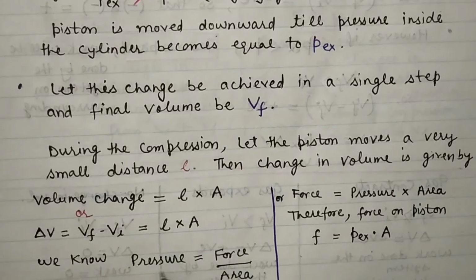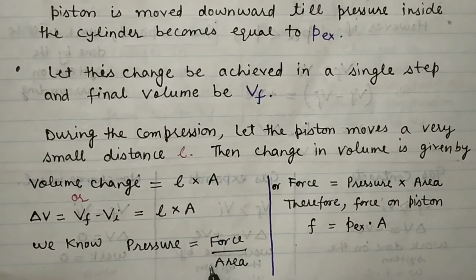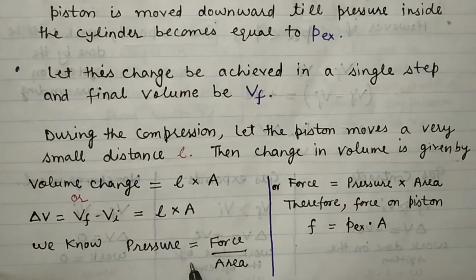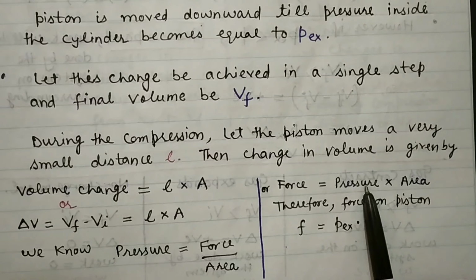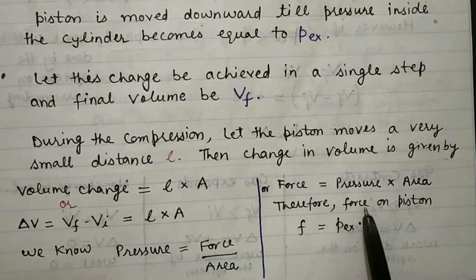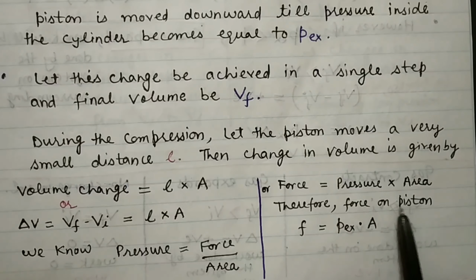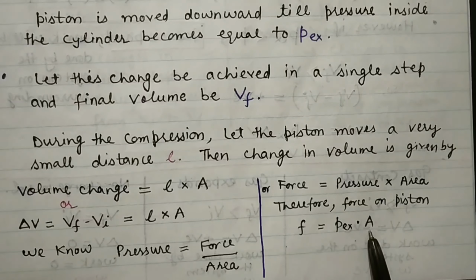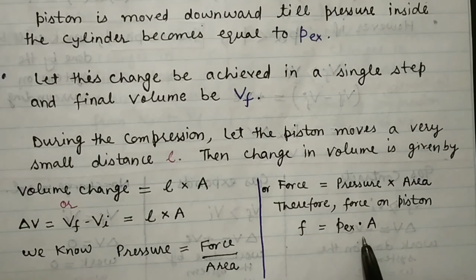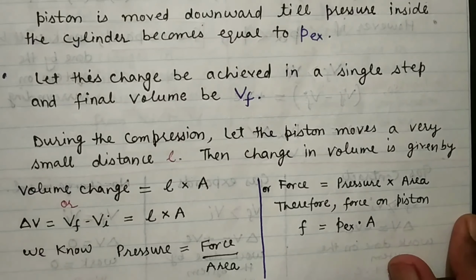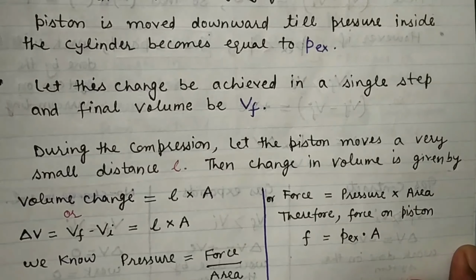And we know that pressure is force per unit area. If you cross multiply it, one can get force is equal to pressure into area. Therefore, the force on the piston is equal to P external into area of cross section, that is F is equal to P external into A, where A is the area of cross section.